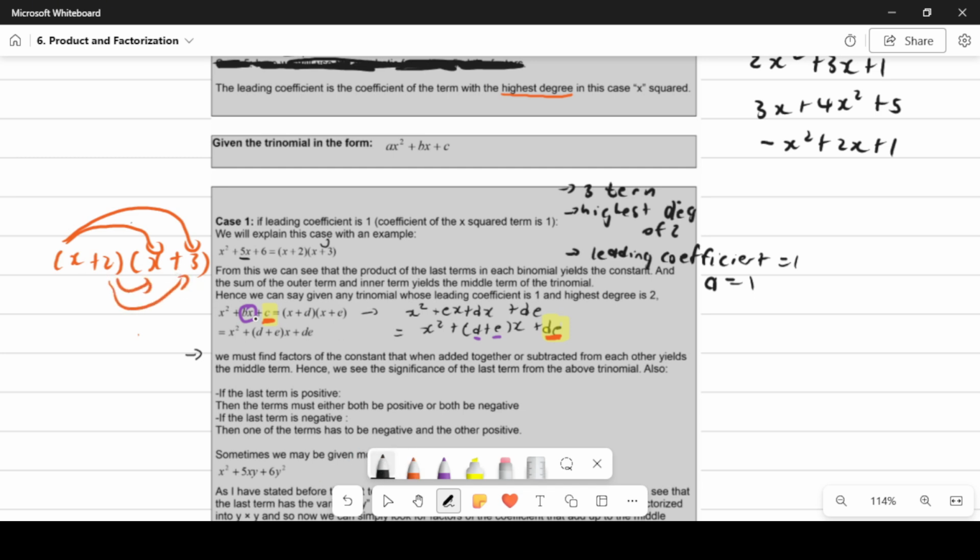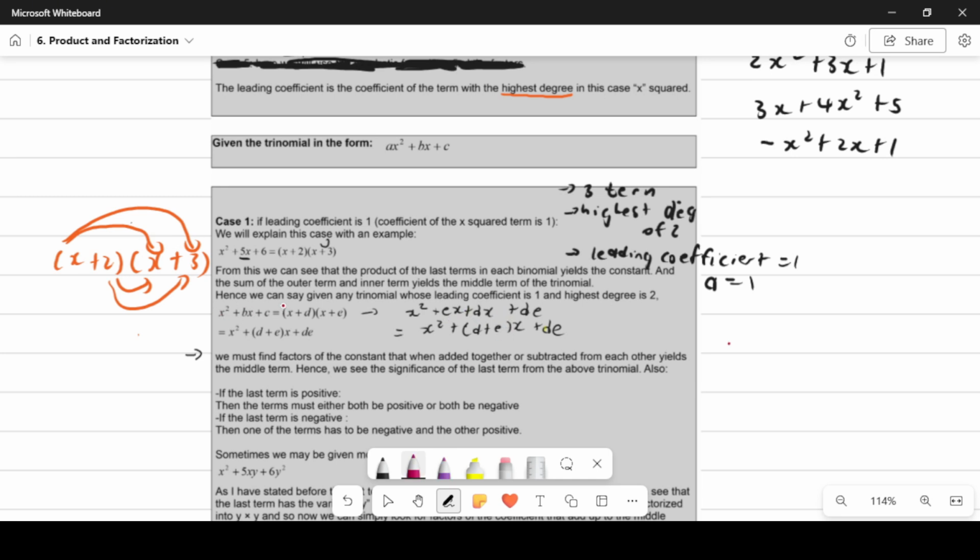If I write this in a more generalized form, we can say that if you're given the trinomial x squared plus bx plus c, and it factorizes in the form (x plus d)(x plus e), then if you open this out, x times x is x squared, x times e is ex, d times x is dx, and d times e is de. In these two terms you have a common factor of x, so you can pull out that common factor, and what remains? d plus e times x is the same thing as ex plus dx.